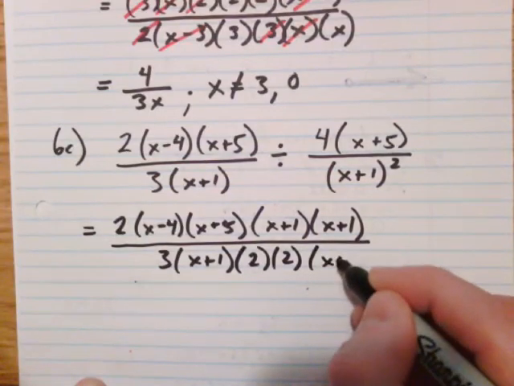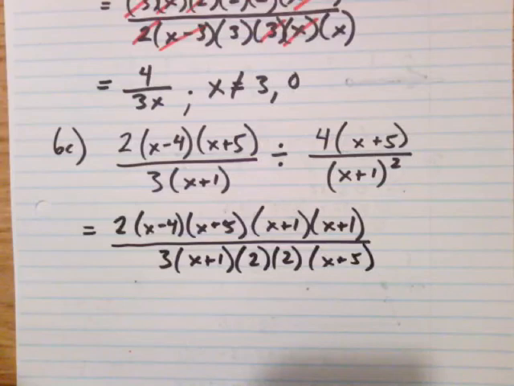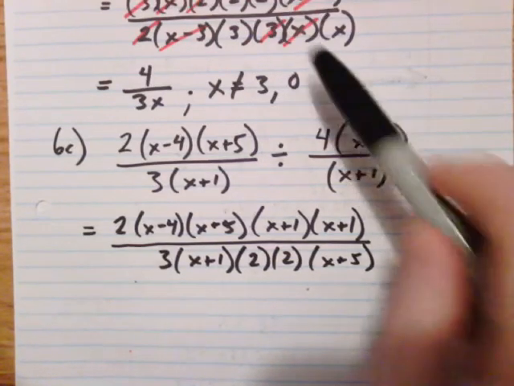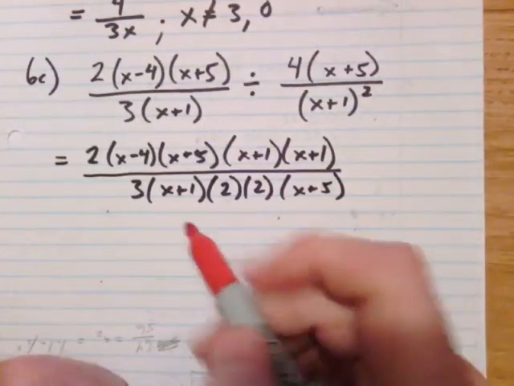And then x plus 5. Okay, we've got everything listed. So now we're going to cancel. It doesn't even take that long. Like I'm talking about, like I do every single step. It really doesn't take that long to set it up like this.